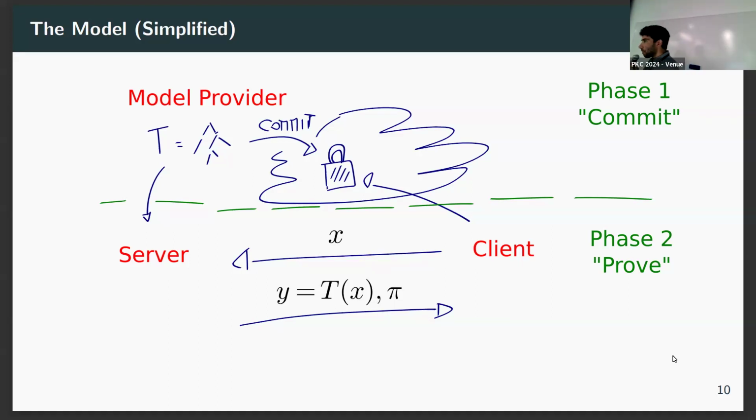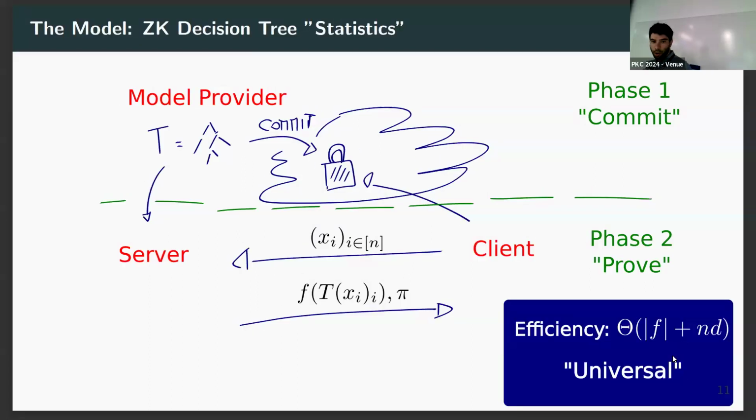That's the simplified model that we look at, but the actual model is a bit more general. The client can send not only one input, but a small number n of inputs. The server will compute a function f over x_i, for i from 1 to n, and prove that this is indeed so.